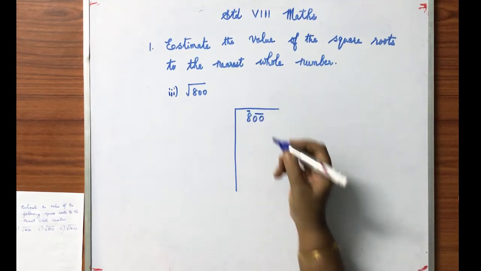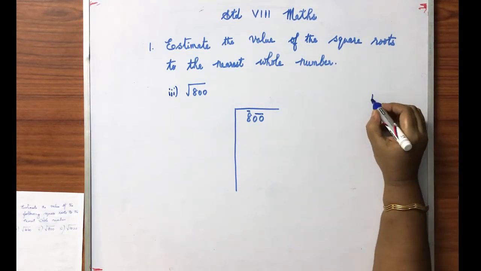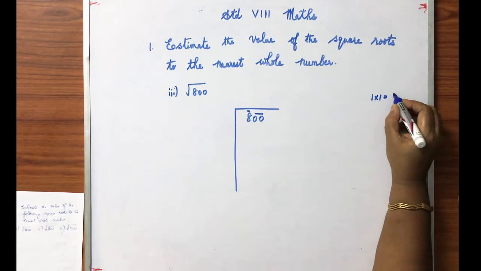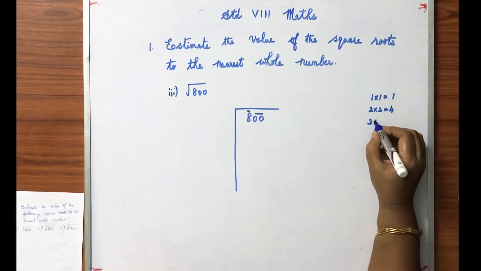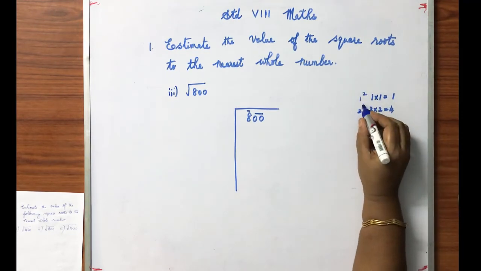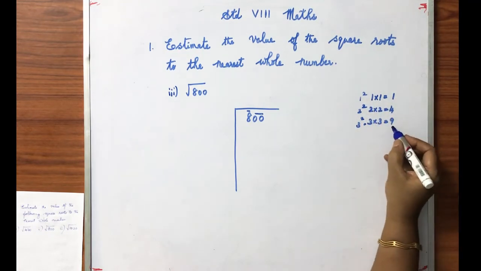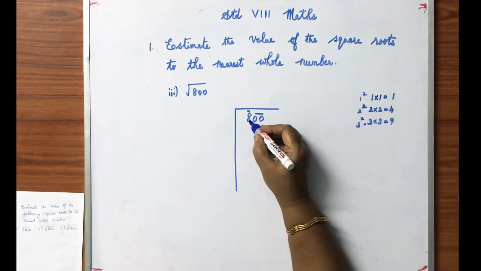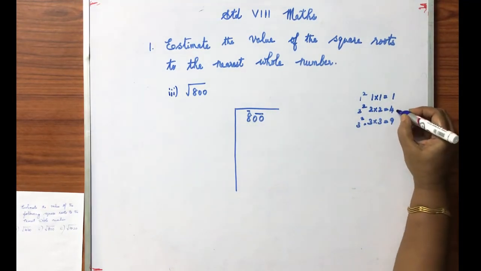Now first, find out the square number less than or equal to 8. So 1 into 1 is 1. 2 2s are 4. 3 3s are 9. Or 1 squared is 1, 2 squared is 4, 3 squared is 9. So which number is less than or equal to 8? We cannot write 9 because 9 is greater than 8. So we can write only 4.